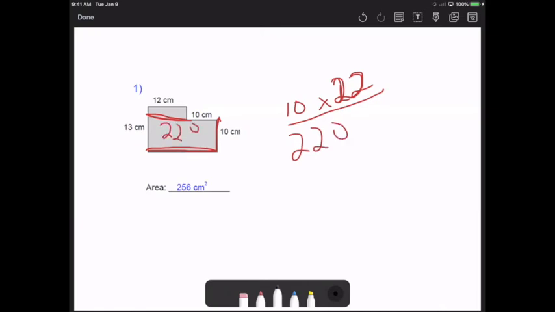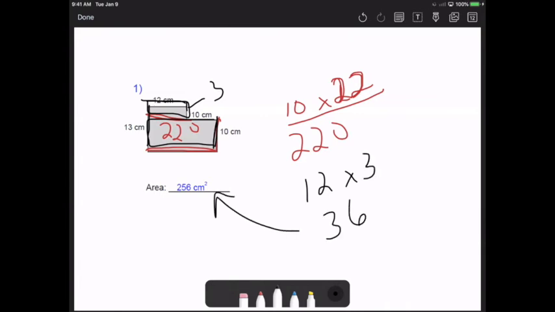Okay, so this other rectangle, we'll call it rectangle 2. The length is 12 times the height here is going to be, the whole thing is 13. If this is 10 for this one rectangle, so we subtract, we're going to get 3 here. So it's 3 times 12. That's going to be 36. So when you add it up, you get 256.